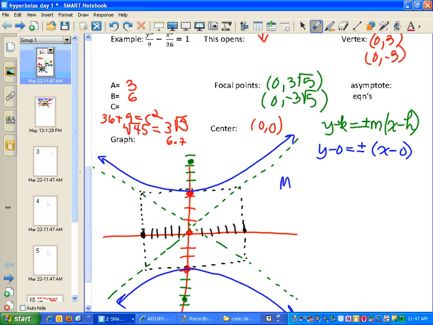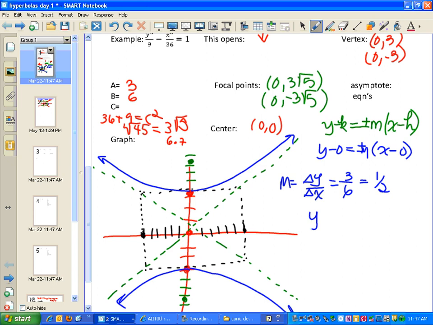I haven't done it yet. I'm going to figure that out. So what we need to do is figure out our m. Would you put in 3 for y and 6 for x? Absolutely. 3 for y and 6 for x. And so what is that in reduced form?